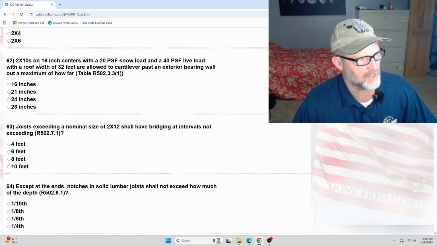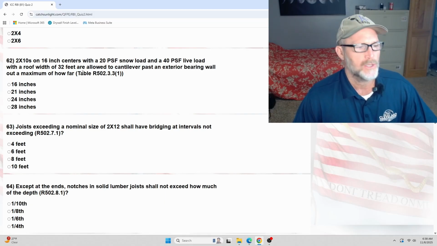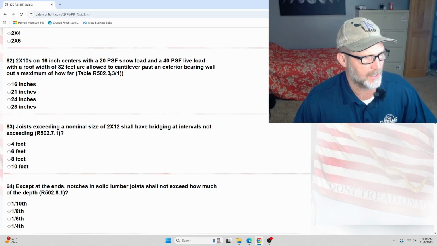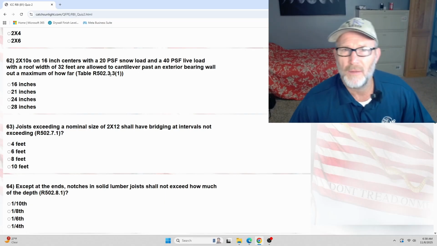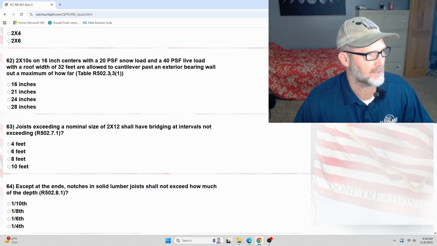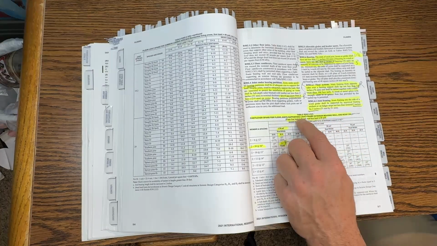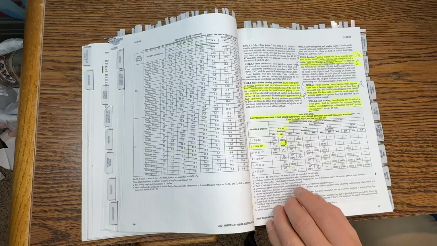62, 2 by 2s on 16-inch centers with a 20 PSF snow load and a 40 PSF live load with a roof width of 32 feet are allowed to cantilever past an exterior bearing wall out a maximum of how far? So let's look at table R502.3.3, parenthesis 1. I assume most of you probably have inspected or otherwise built structures where you have a cantilevered section extending out, such as a dining room area, window, that kind of thing. So that's what we're talking about, extending past your exterior wall.